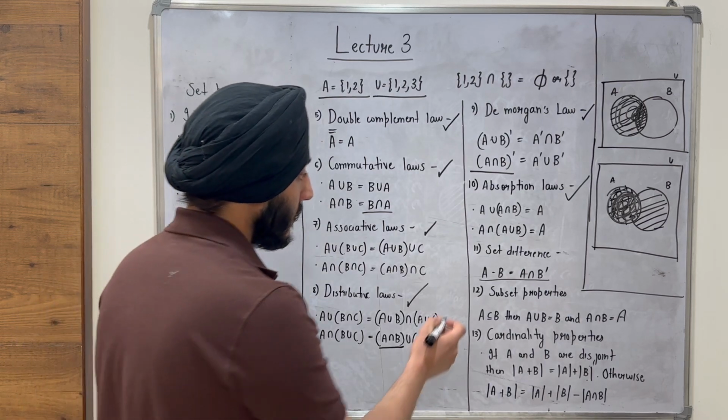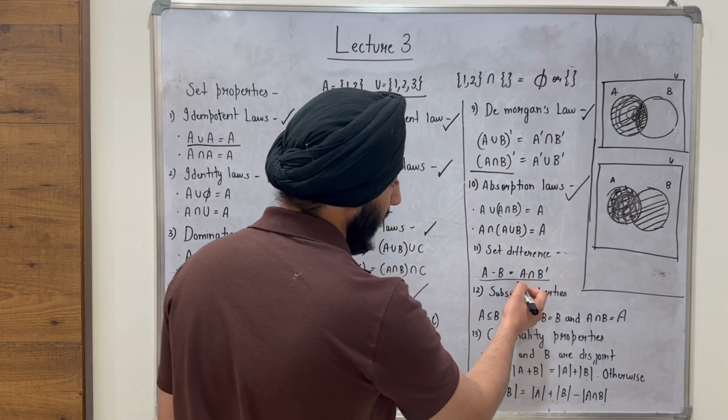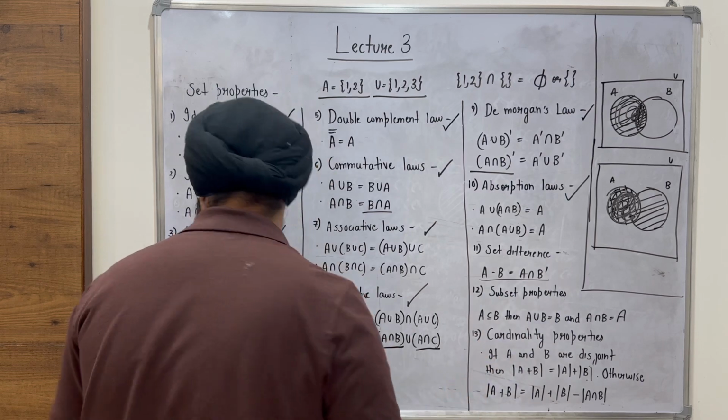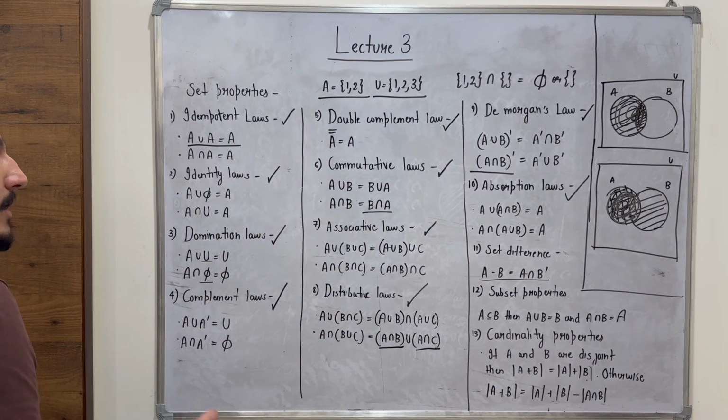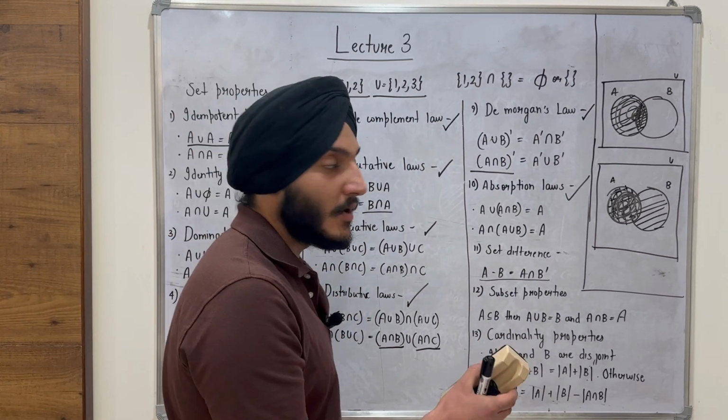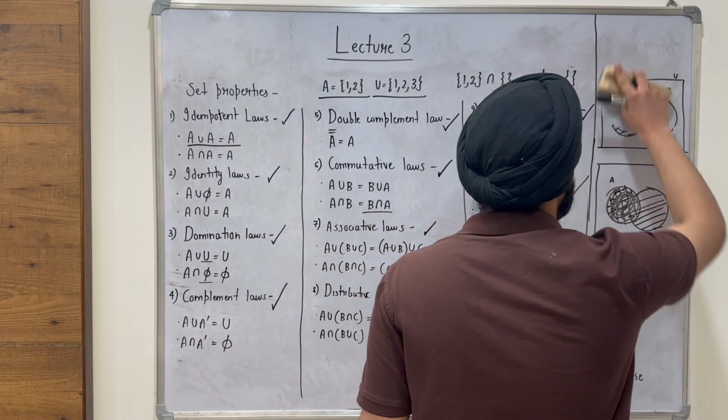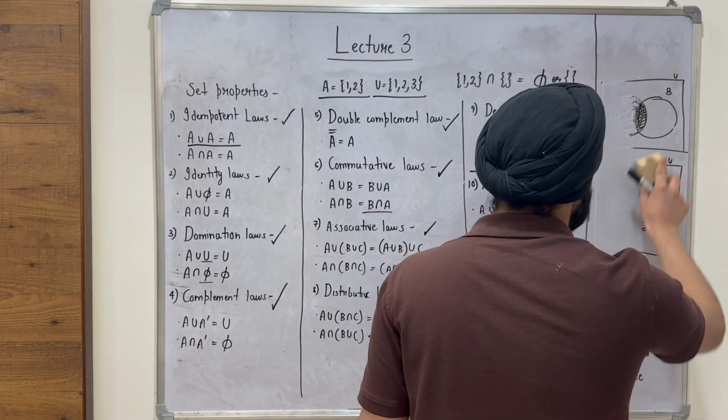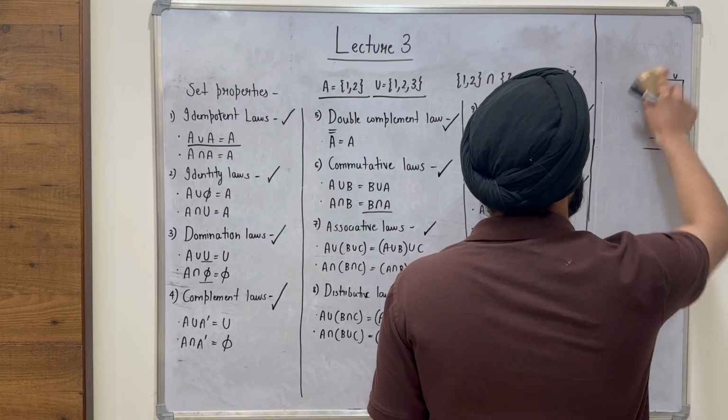Given A minus B is equal to A intersection B complement. I'll try to explain it with the Venn diagrams once again. That is why I was suggesting that if you have a good understanding about Venn diagrams, these properties should be very easy to understand.